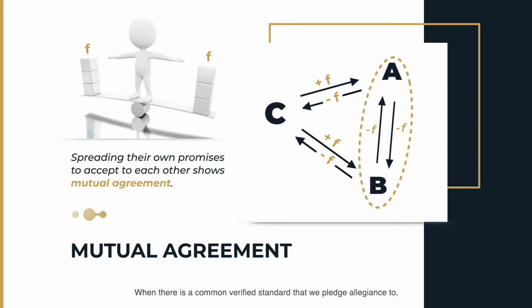When there's a common verified standard that we pledge allegiance to, the clients of trusted sources subordinate themselves to its authority in effect. But only that trusted source can judge their agreement. To complete the knowledge, we need to complete the promises. This is the basis for common knowledge. The obvious place to apply this is to contracts.